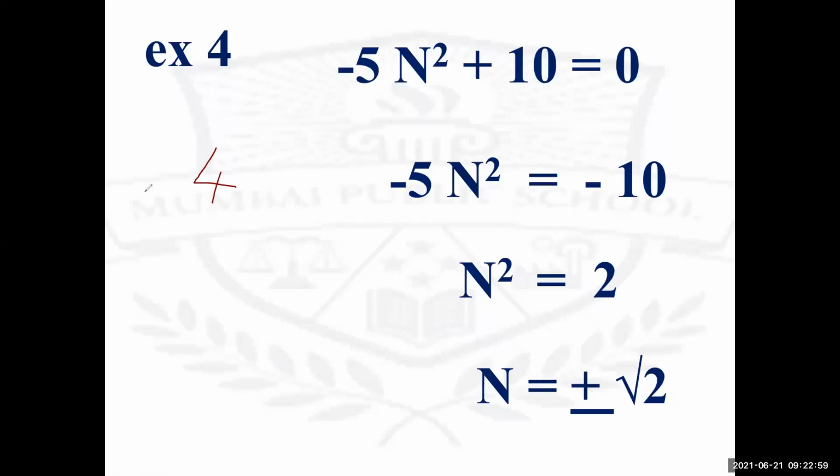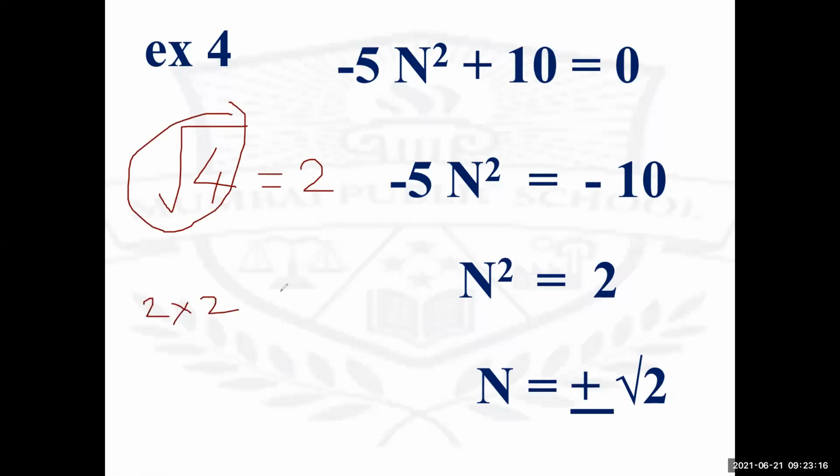Now tell me, what is the square root of 4? 2, which you basically know. But check, 2 into 2 is going to give you 4. Or say minus 2 into minus 2 is also giving you the answer, plus 4.